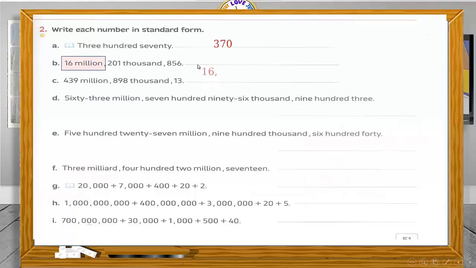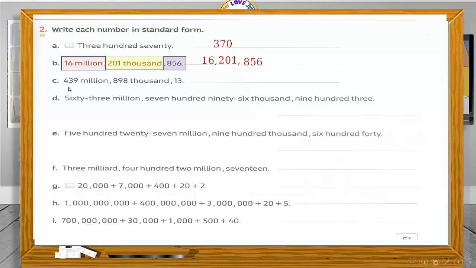You should write 16 and put a comma. And the word million means you should write 3 periods. The word milliard means you should write 4 periods. The word thousand, you should write 2 periods, and so on. Focus well how many periods when you write standard form. 16 millions, we wrote 16 millions here. In the next period, 201,000. Last period we have 256.